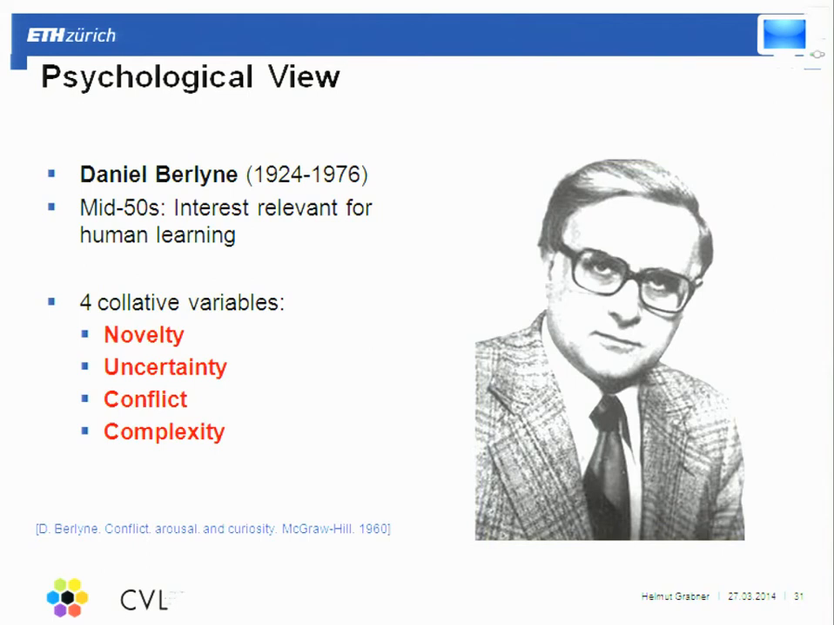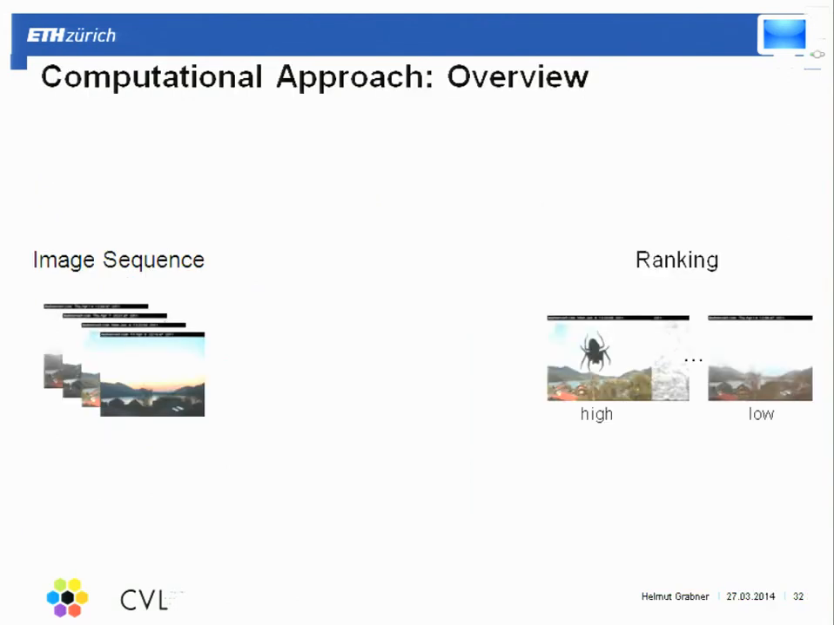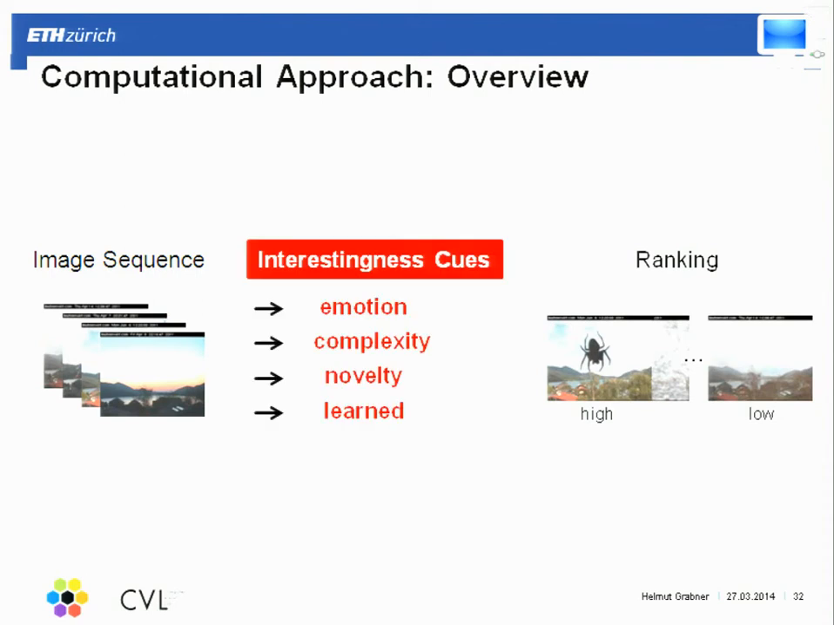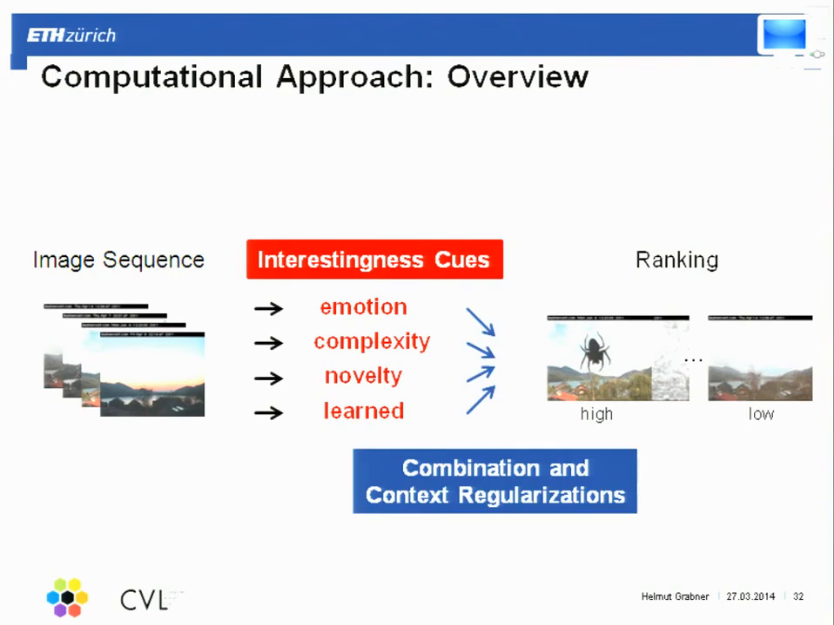So given what we had learned so far, we went for a very straightforward, very, very simple implementation. Given this image sequence, 160 images from the webcam, we want to learn a ranking where images are highly ranked if they have a high interestingness score, and low ranked if they have a low interestingness score. How did we build this model? Relying on those earlier findings, we built some features or cues which capture emotion, complexity, novelty, and a learned mapping between the image space and the interestingness space. Then we did a simple combination and contextual regularization on top of it. I will briefly go through all of those cues and then very briefly show you how we combine them.